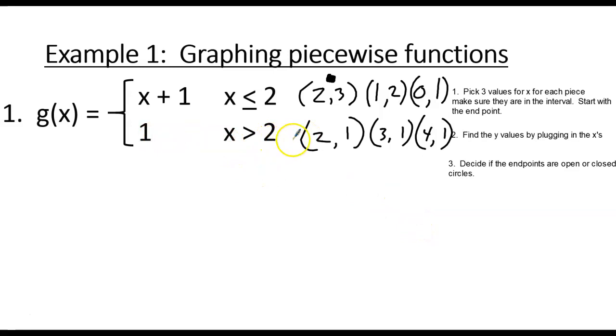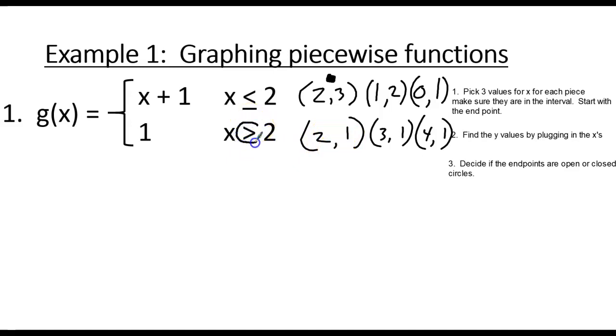Now for the other piece down here, this is also an endpoint. So maybe I should say it's the end point for one piece, and this is the starting point for another. You'll see what I mean when we get there. But this is the end point for this piece down here. So we also need to decide, is this an open or closed dot?